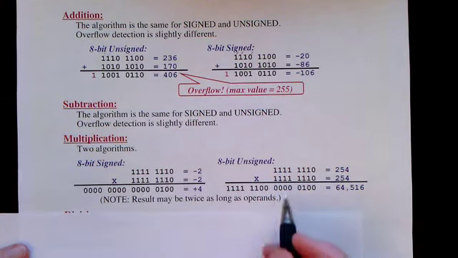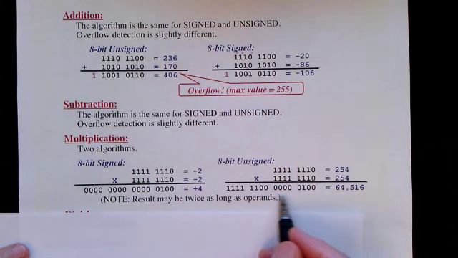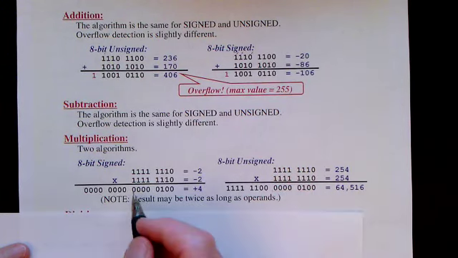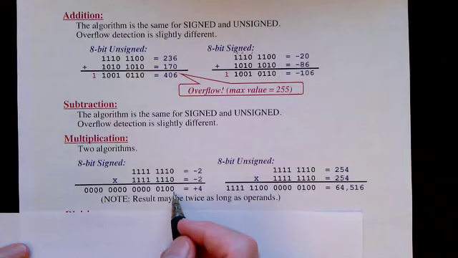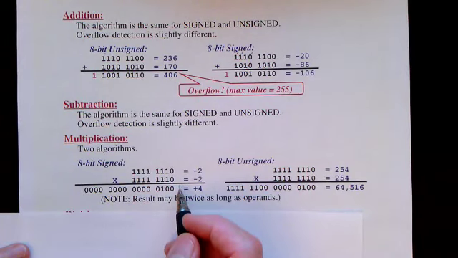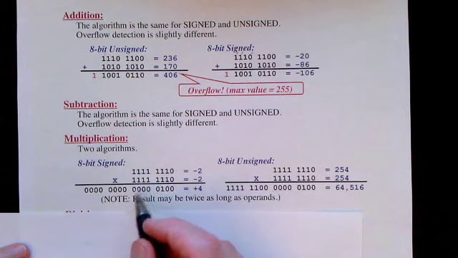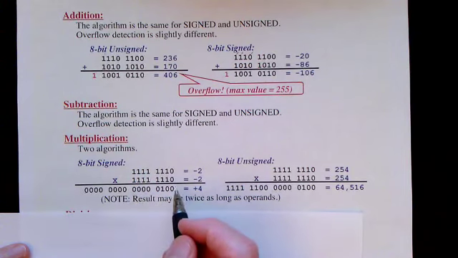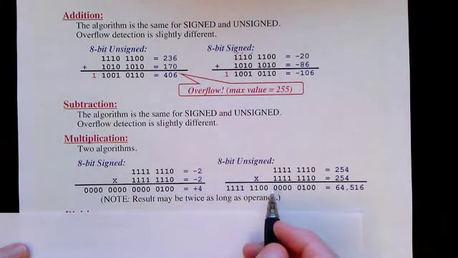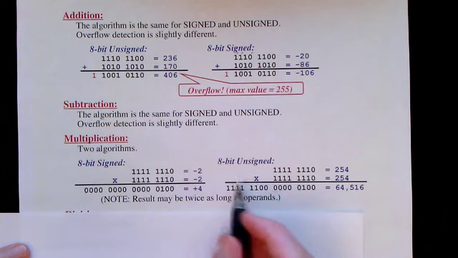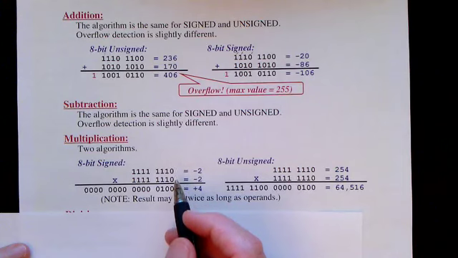Interestingly enough, the least significant bytes are the same. And this is not an artifact or a coincidence of the particular values I've chosen, but this will always be true. If you only restrict yourself to looking at the low order 8 bits, you'll get the same answer regardless of whether you're doing a signed or unsigned operation, if it's an 8-bit multiply.